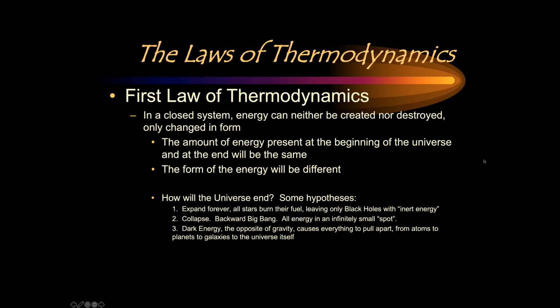To understand this, we need to take a quick peek at the laws of thermodynamics. The first law is that in a closed system, energy can be neither created nor destroyed, but it can change in form. And to put that on a macro scale, the amount of energy present at the beginning of the universe will be the amount of energy at the end of the universe. The form may be different.